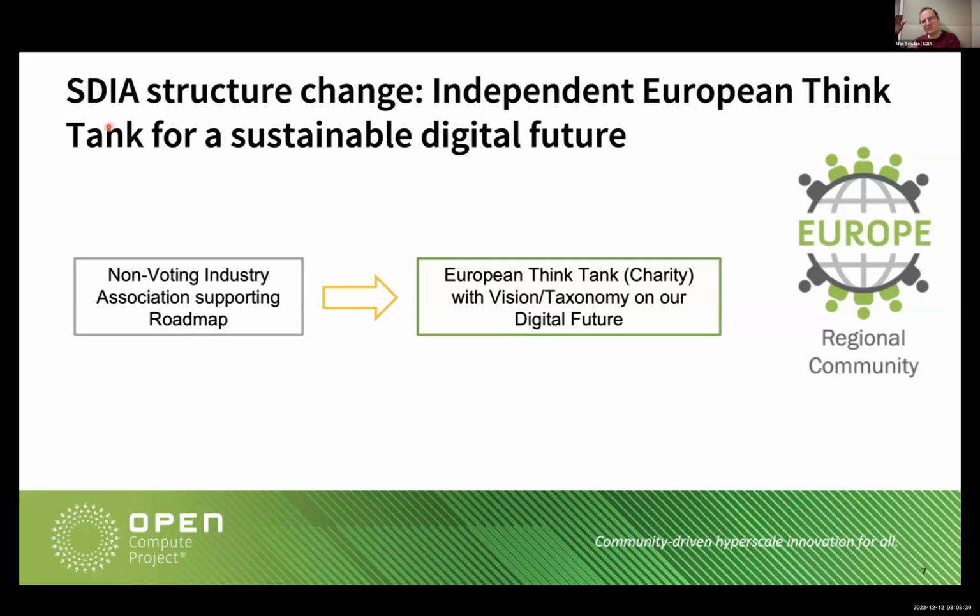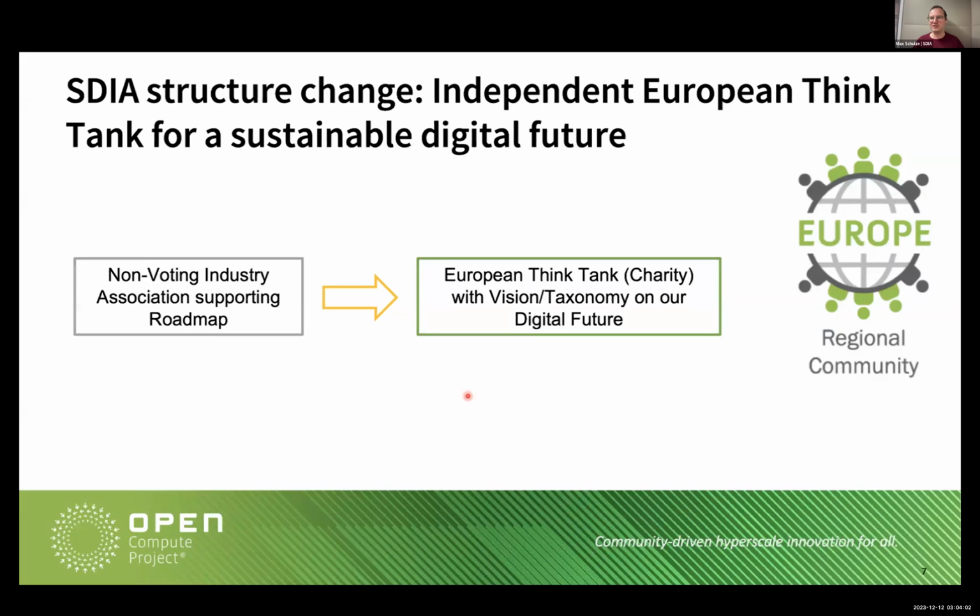This is important because I keep forgetting to say this out loud, because we do this a little bit in secret, but in January it will be very official. We are turning the SDA from a non-voting industry association with members supporting the roadmap into a European think tank that's completely independent and also a full charity. So there are no members in that sense, driving this taxonomy and a larger-scale vision for our digital future forward.